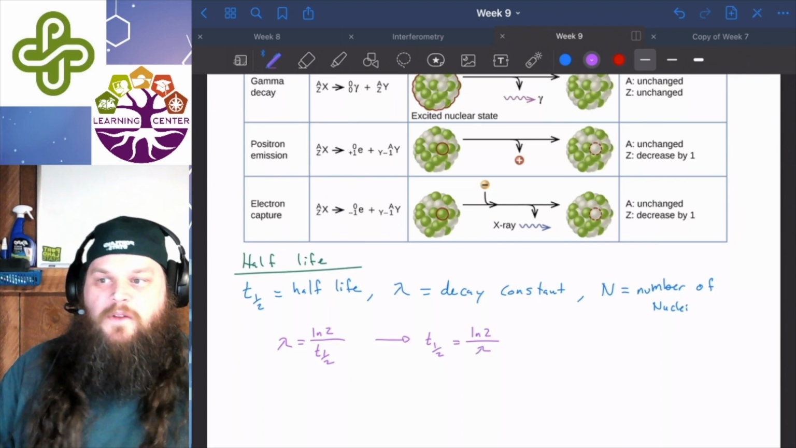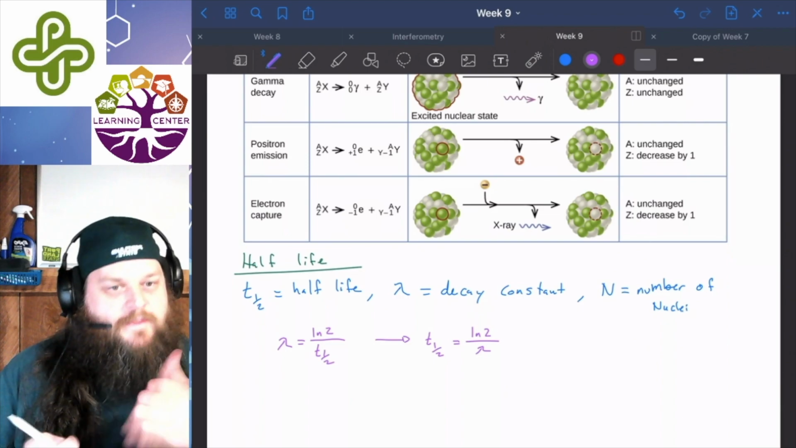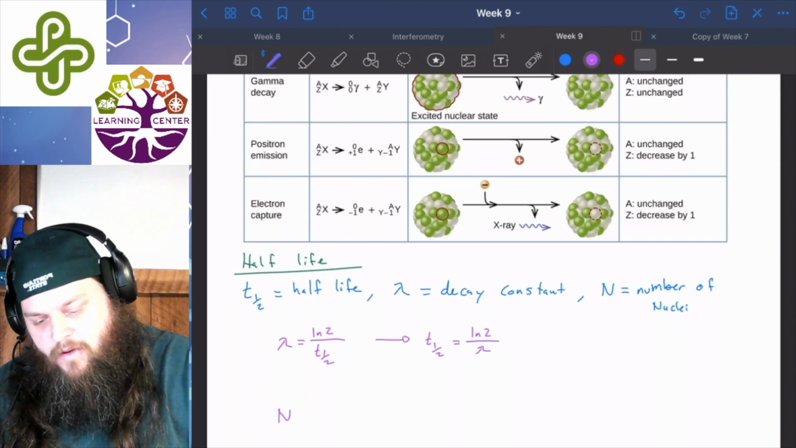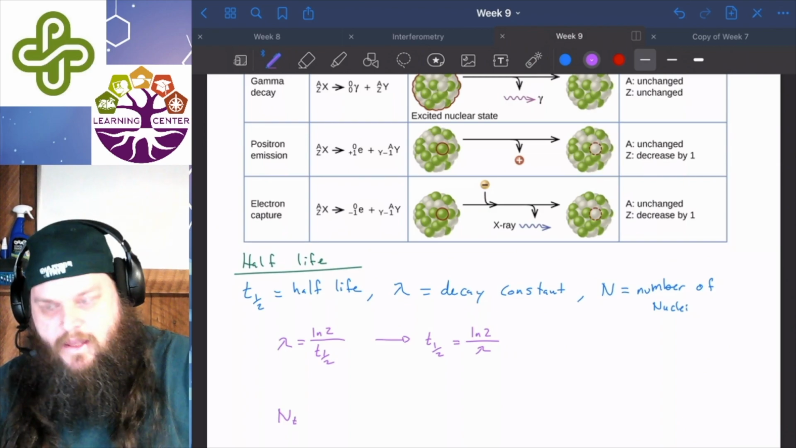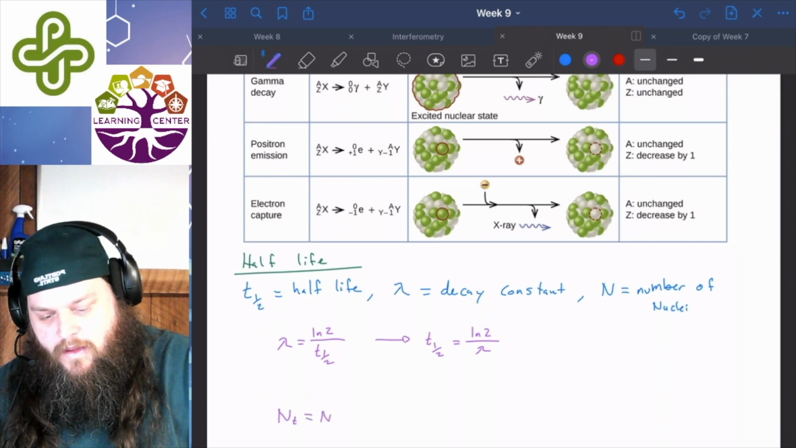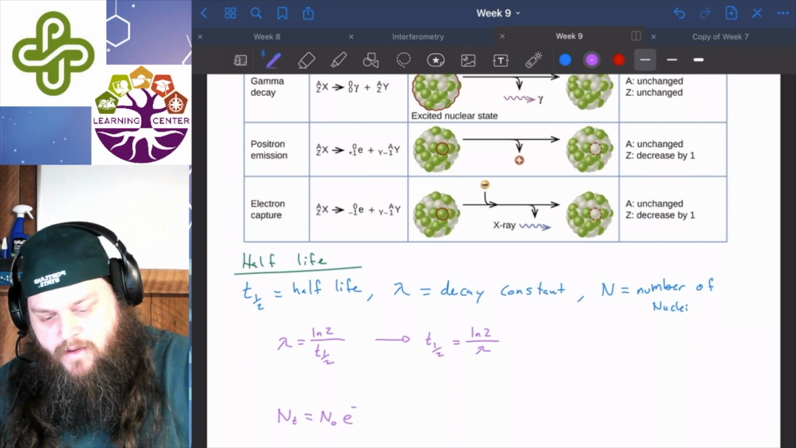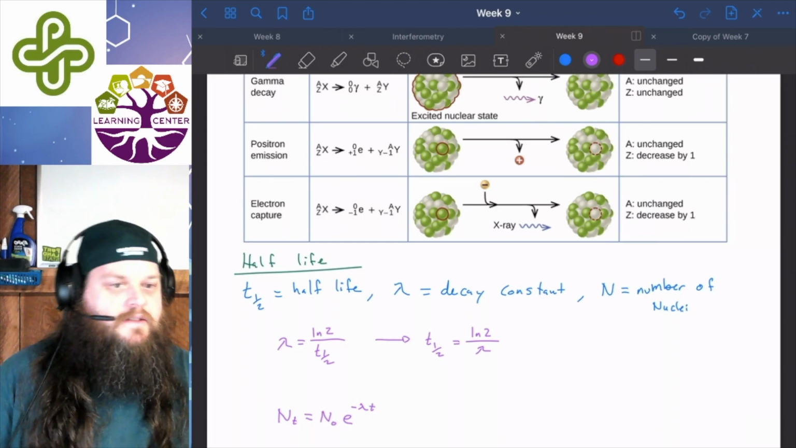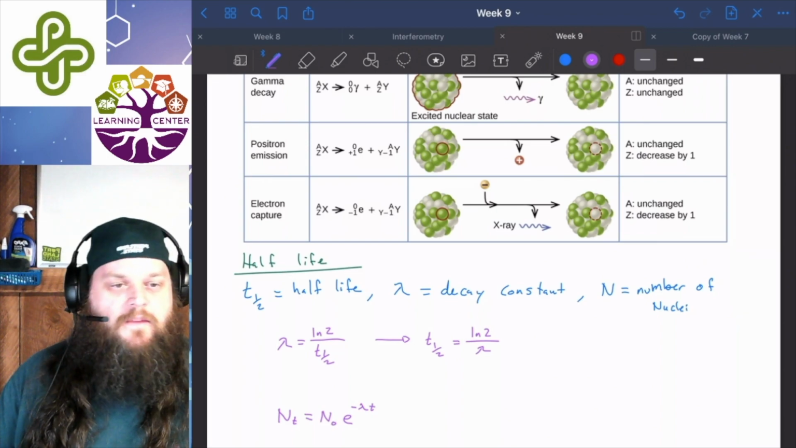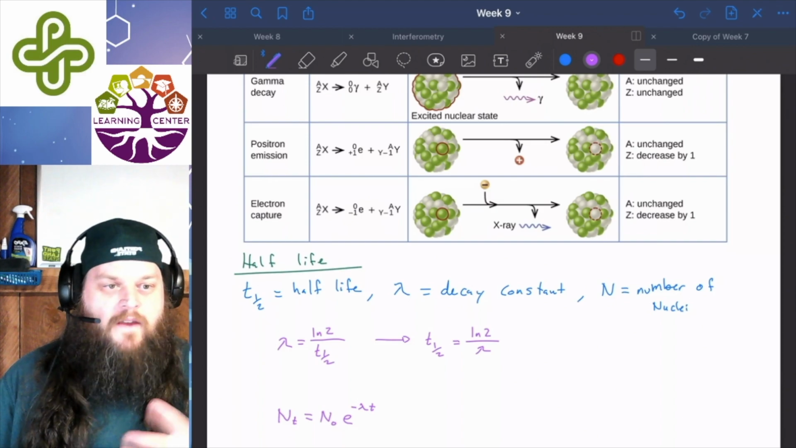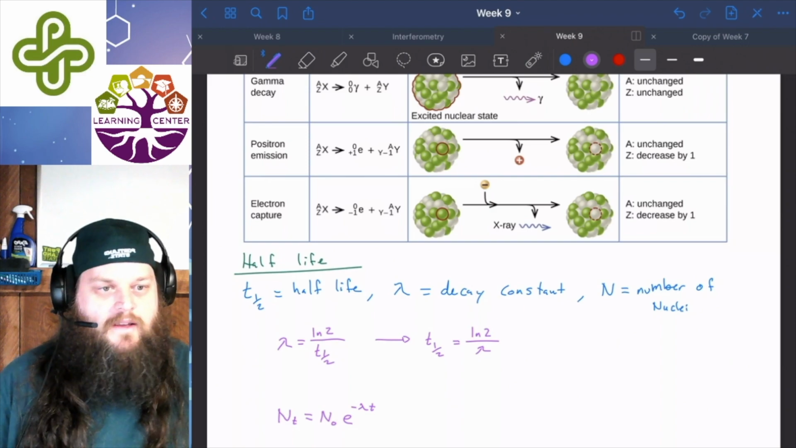And since we know that that decay is going to be like an exponential decay, we can say that the number of particles left at any time t is equal to the initial number of particles times e to the power of negative lambda t, where lambda is that decay constant, t is the time that's passed. And t could be in any units of time. It could be days, weeks, seconds.